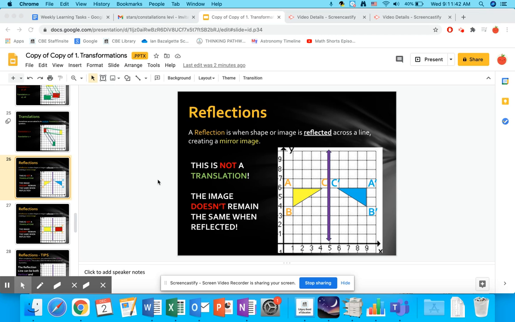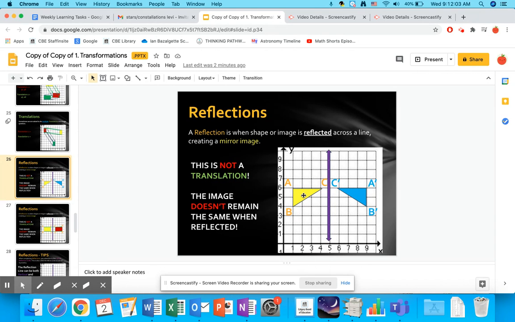This one is going to be on reflections. So, when you think about a reflection, that's like when you're looking into a mirror. So, it's the same with shapes. In this sense, you're going to basically take a shape and it's going to tell you where the mirror basically is, and then it's going to be reflected.